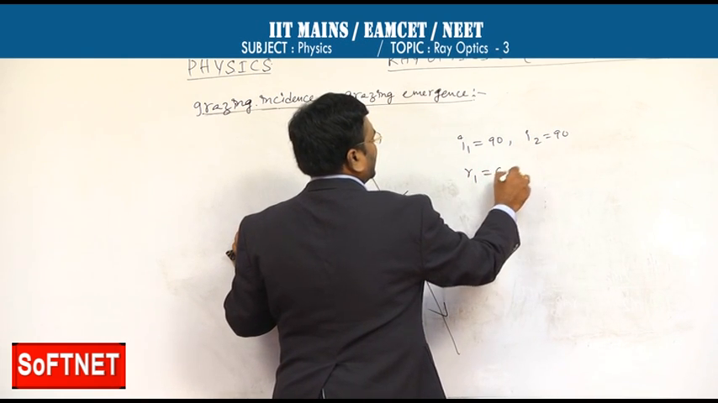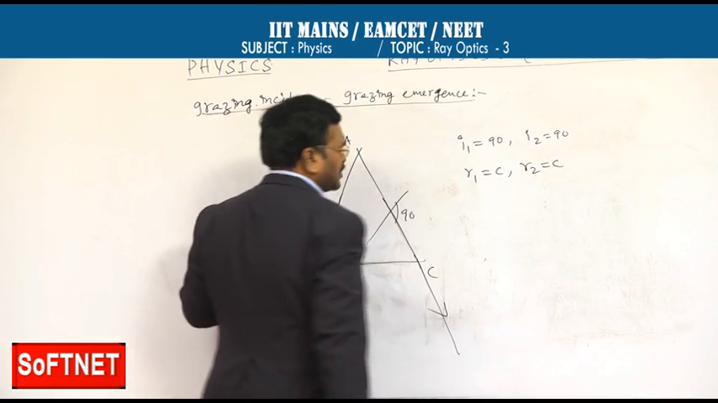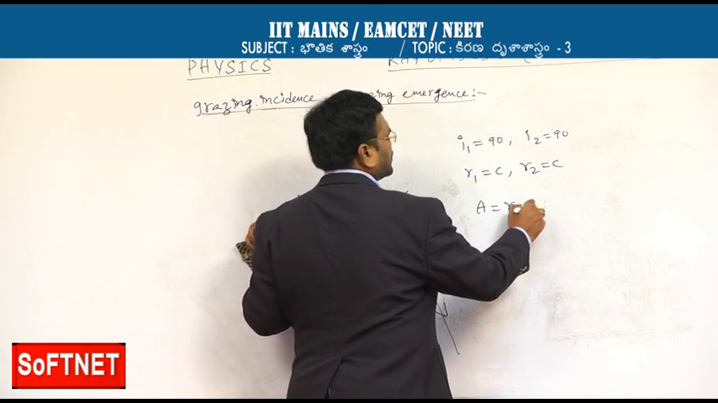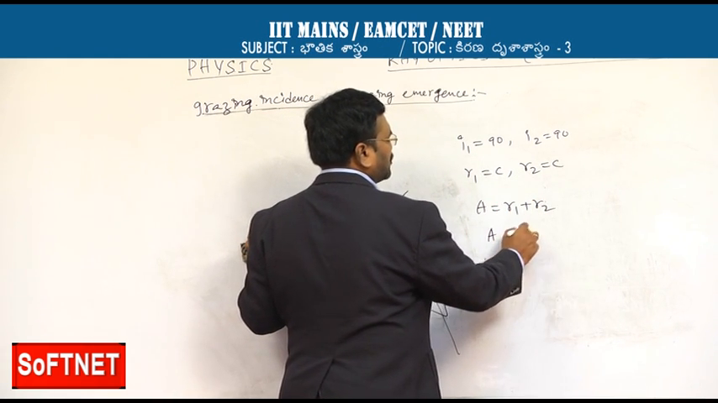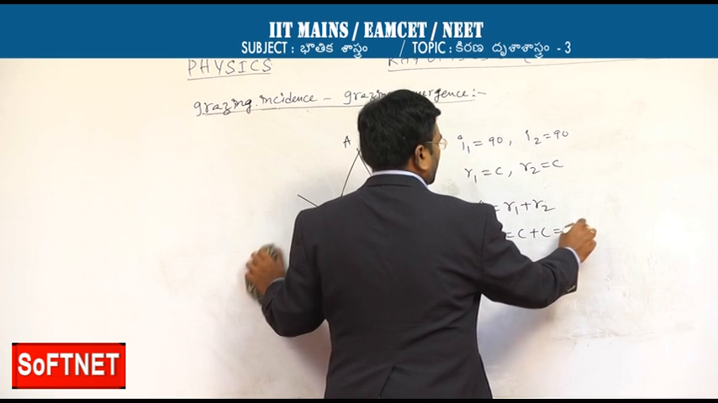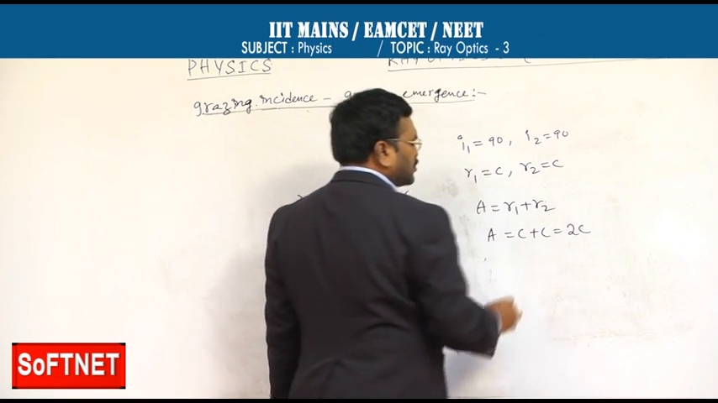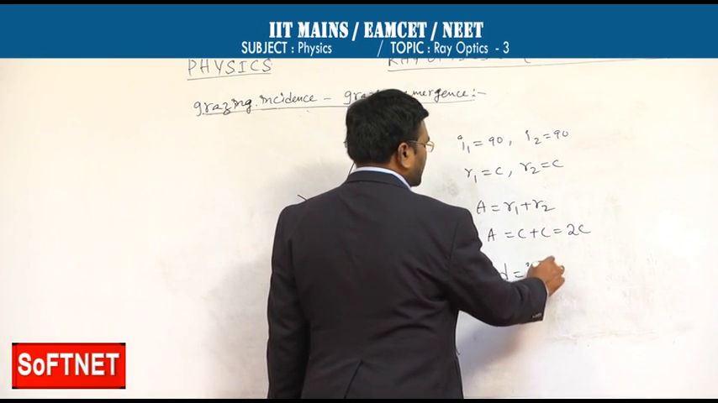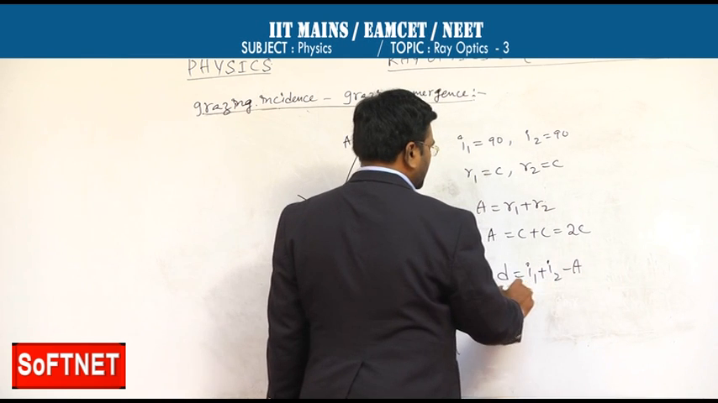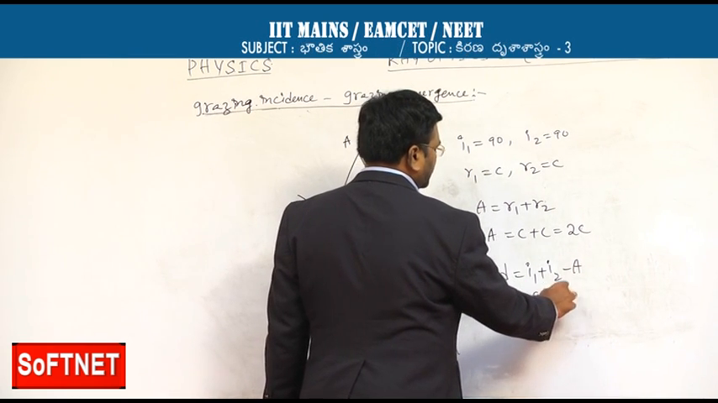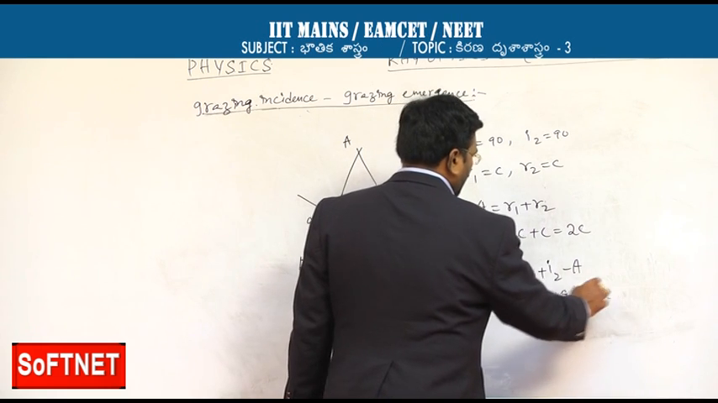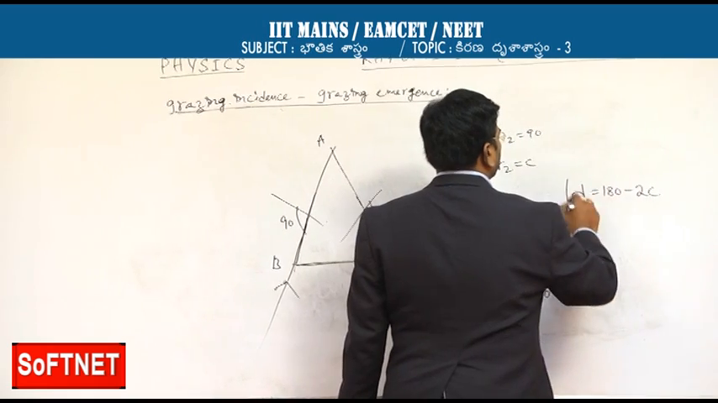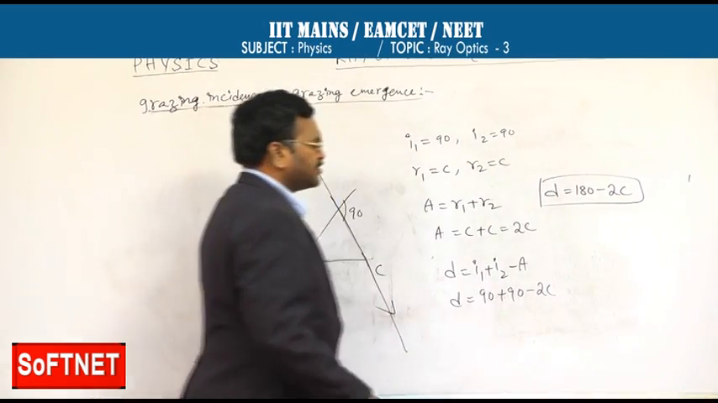R1 is the critical angle and R2 is also the critical angle. Now the angle of the prism: A is equal to R1 plus R2, so C plus C, 2C. Now deviation is I1 plus I2 minus A. I1 is 90 degrees, I2 is 90 degrees, and A is 2C. So the deviation is 180 minus 2C.